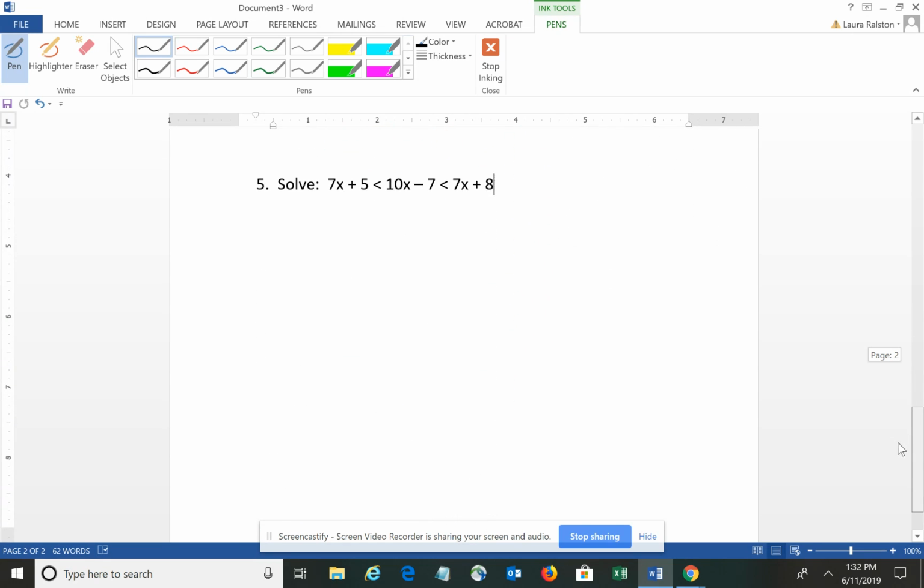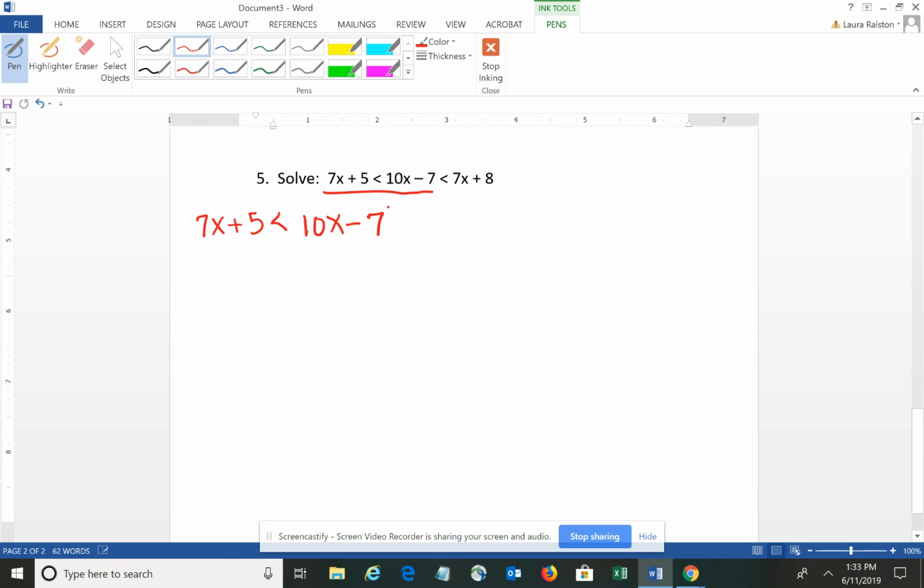And finally, one more, and as we do this one, I'm hopefully going to be able to show you how to use the number line tool within Newton. Some of you seem to struggle with that. This particular problem is what I would call a between, because you have a problem kind of at the beginning. You have 7x plus 5 is less than 10x minus 7.